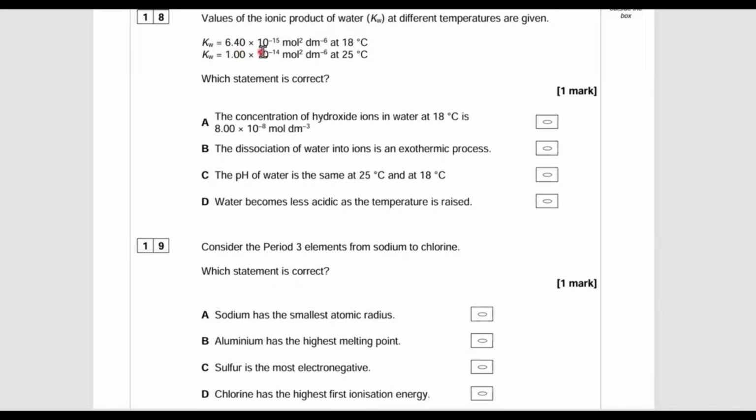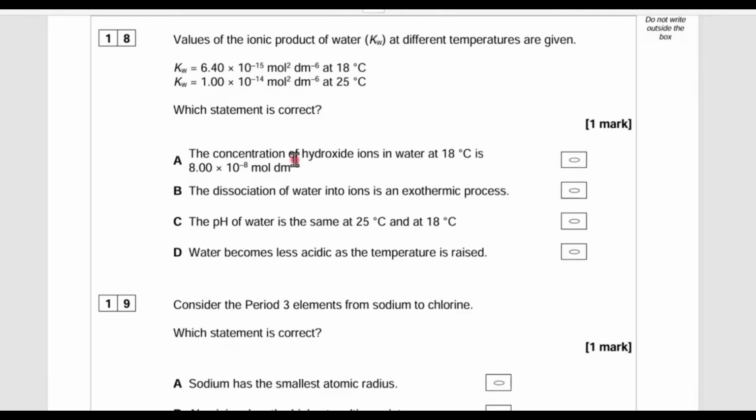The concentration of hydroxide ions in water at 18 degrees is 8 times 10 to the minus 8. The dissociation of water into ions is an exothermic process. The pH of water is the same at 25 and at 18. Water becomes less acidic as the temperature is raised. So why don't you press pause on the video, have a think about it, see if you can select the right answer and justify it, and then watch the explanation.